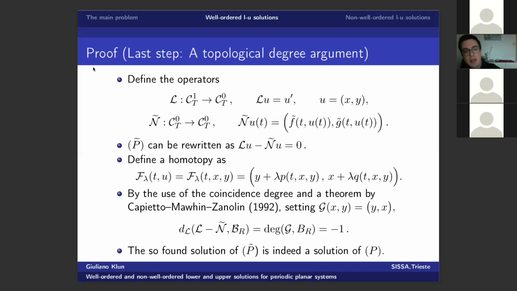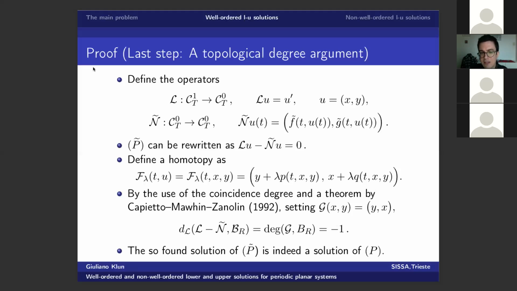So in this case, we can use the coincidence degree in a theorem by Capietto, Mawhin, and Zanolin that allows us, once setting G the function from R2 to R2 that associates to (x, y) the pair (y, x), to say that the degree of the map L minus N tilde with respect to the ball B_R of the continuous functions that have images bounded by the circle of radius R centered at the origin is equal to the degree of the map G with respect to the ball of R2 centered at the origin and of radius R.